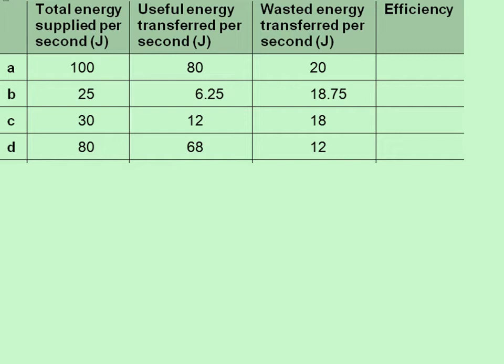Okay, so hopefully you've had a chance to have a go at these 4 examples, and for each one of these to calculate the efficiency, you're looking at getting the useful value and dividing it by the total energy that's supplied, or the total input energy. So if you do that for each of these, you get 0.8, 0.25, 0.4 and 0.85. So have a look at your answers and check you got the same. If you didn't, have a look back and see where you might have gone wrong.